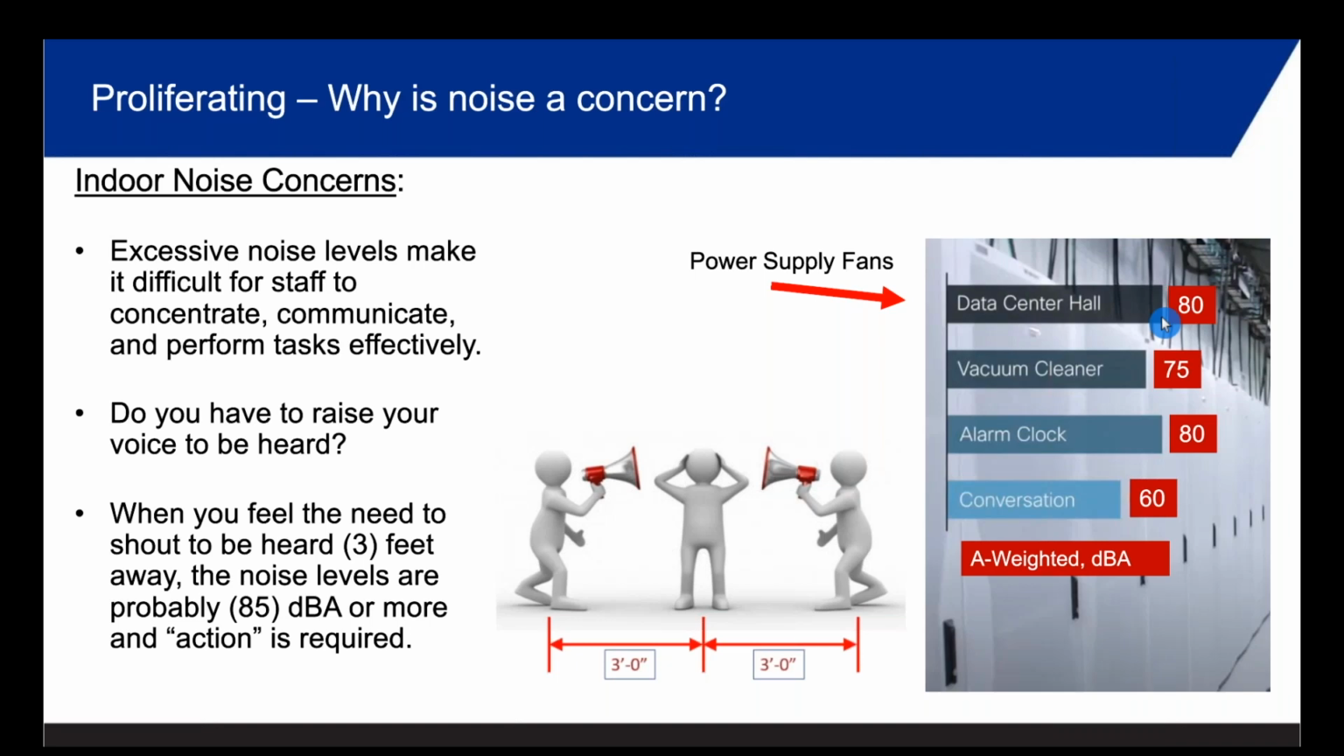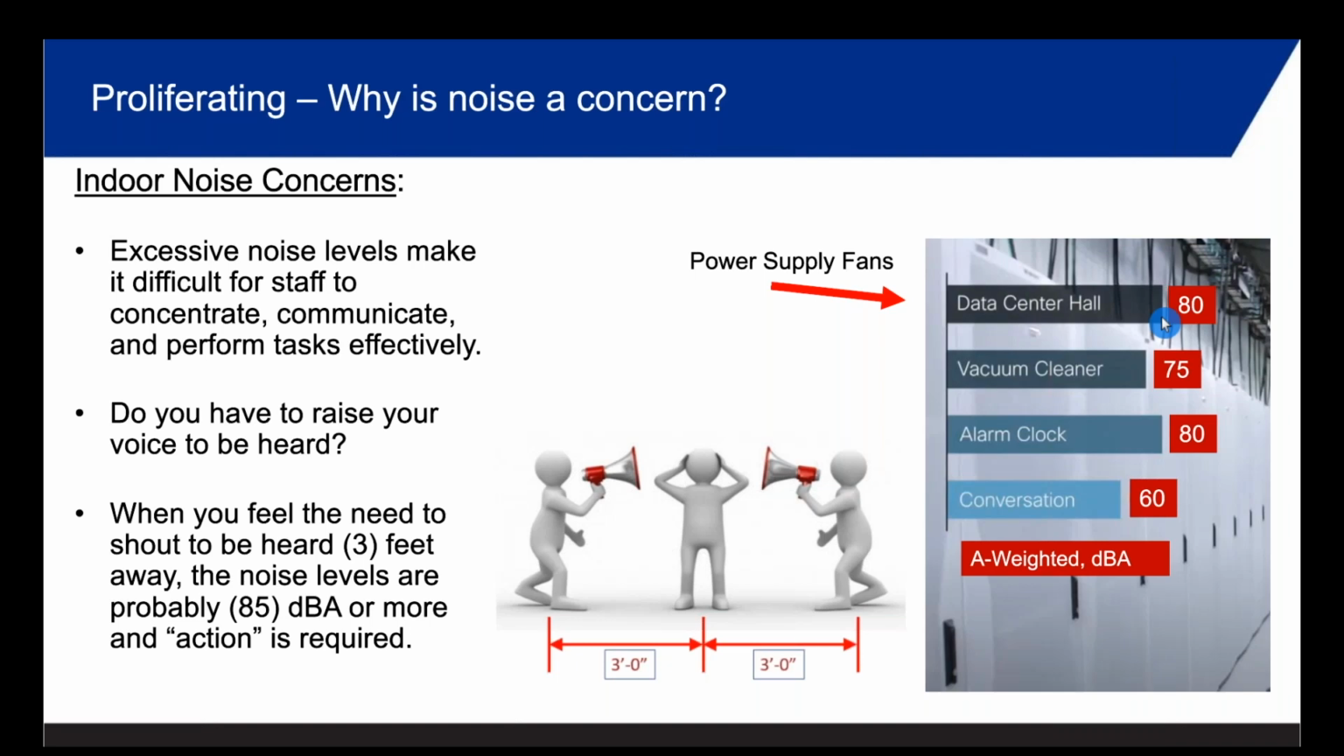A vacuum cleaner, for comparison, might be 75 dBA. An alarm clock might be 80 dBA. That was kind of subjective, because how loud do you put your alarm clock? But let's move on. Conversation, though, more importantly, normal conversation is about 60 dBA without having to shout. So when you look at the 80 dBA and the 60 dBA, you can see there's obviously a noise issue, a communication issue within the space.